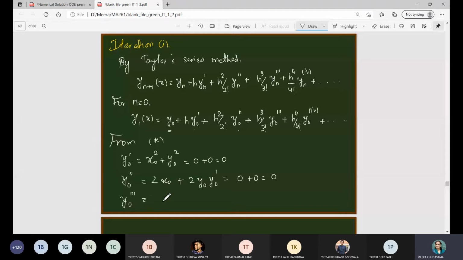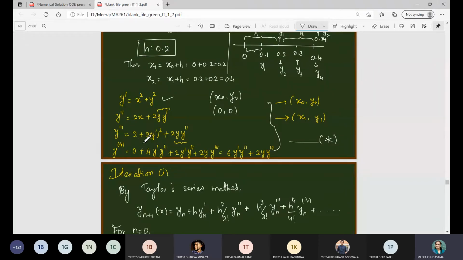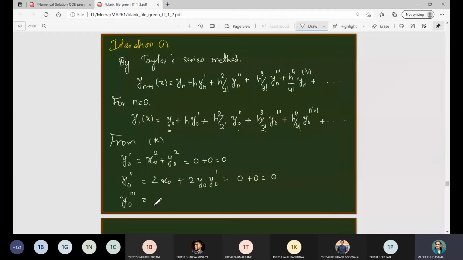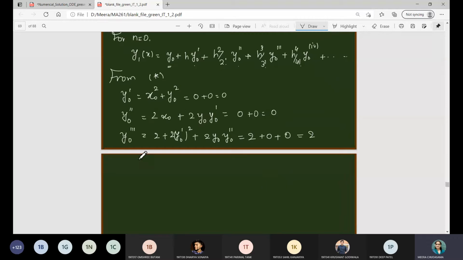y0 triple dash, then what it will be? So it is 2 plus 2 y0 dash whole square plus 2 y0 y0 double dash. So that is equal to 2, since y0 dash we got 0, y0 is also 0. So no need to go for the resultant quantity. Directly we can sum it up as 2.